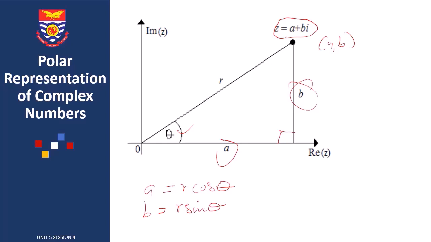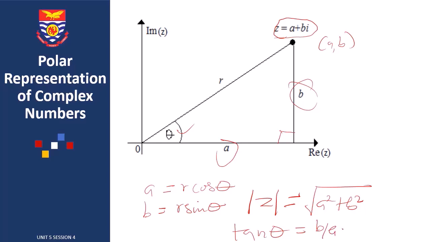If you are forgetting your ratios, don't forget the acronym you used in senior high, SOHCAHTOA. You can use it to find these values. We can also find the length of Z. That's the modulus of Z equals the square root of A squared plus B squared, which I already did in the previous session. We can also find the angle, tan theta equals B on A. Don't forget about the quadrant where it lies. Based on this, you can represent the complex number Z in polar form.